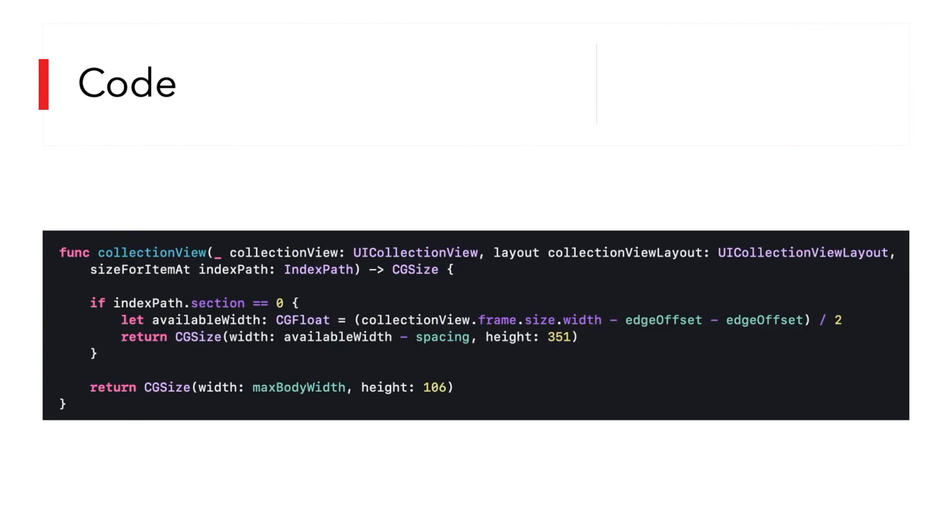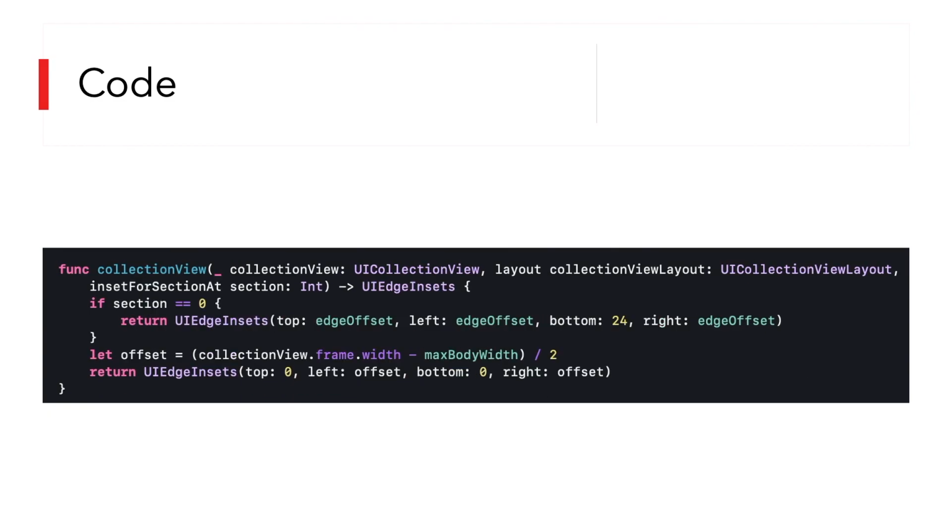Then we have to update the spacing. Let's say the section size. Then we have to update our spacing. So as we saw, left and right has a little bit of spacing. So for our first section, we return a little bit offset. And for all the other cells, we return the same.